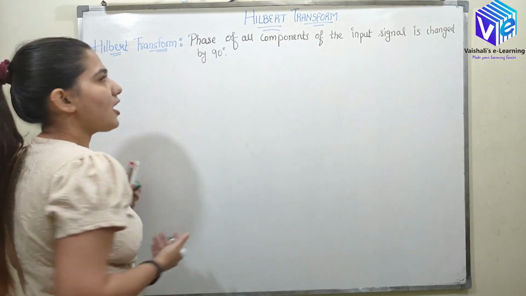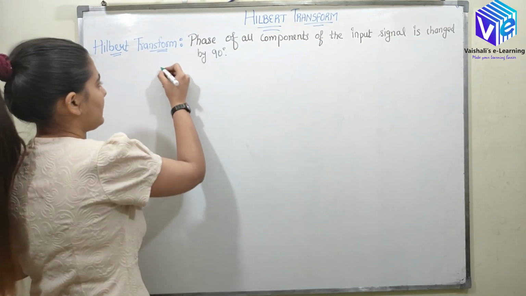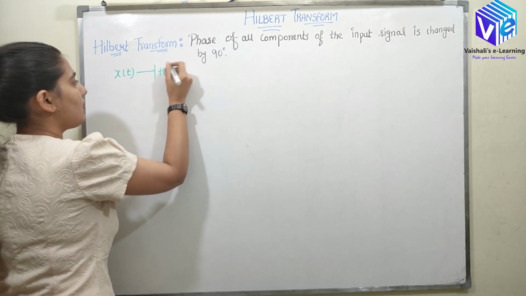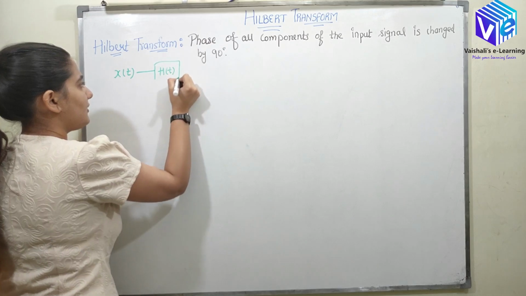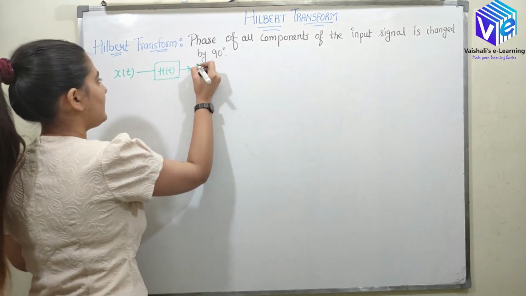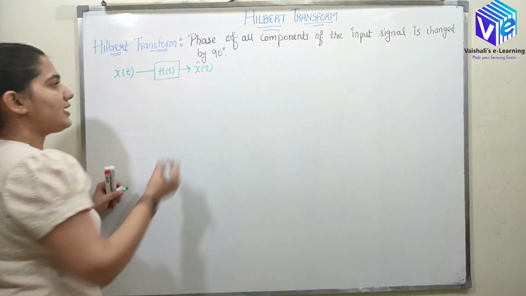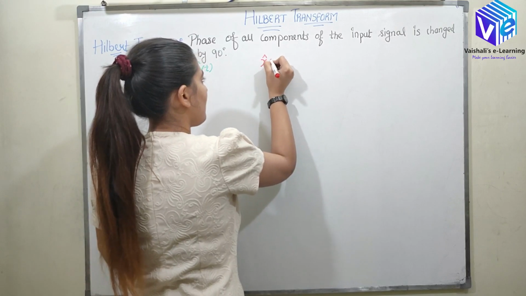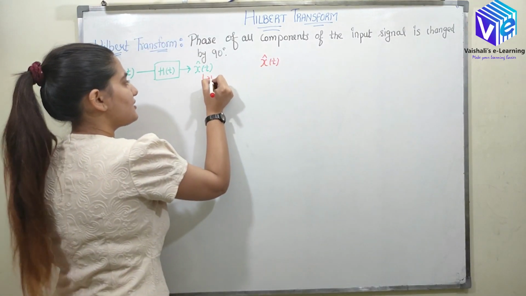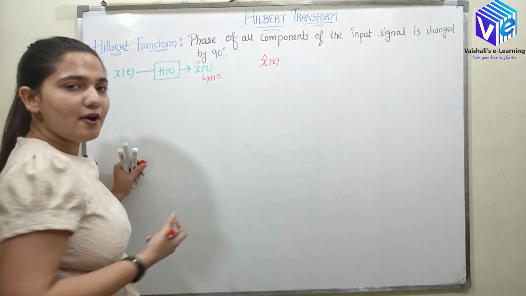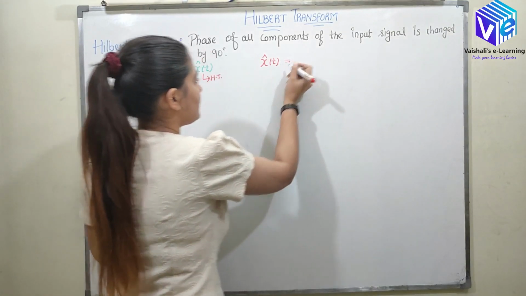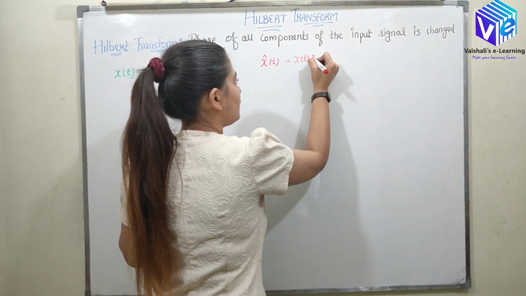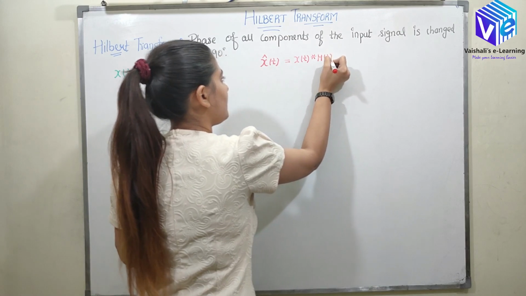If I talk about the Hilbert transform mathematically, if this is my x(t), when it is passed through a filter h(t), which is the impulse response of the filter, I get x cap of t. Here x cap of t represents the Hilbert transform of x(t). From this diagram, x cap of t is equal to x of t convolved with h of t.